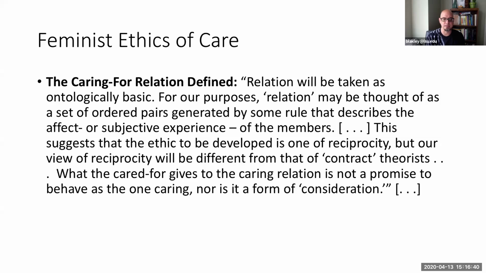This suggests that the ethic to be developed here is one of reciprocity, but our view of reciprocity will be different from the contract theorists. What the cared-for gives the caring relation is not a promise to behave as one is caring, nor a form of consideration. So think about the contract theorists that we looked at with Hobbes, moral contractarianism. We're self-interested, rational agents. We only agree to those norms out of what's in our own self-interest. That's supposed to be what justifies a constraint on my action, is what I agree to, because I see that it's in my rational self-interest not to do certain things because I don't want others to do them to me, right? So that's one kind of reciprocity or reciprocal relationship. But she says that's not the kind that is to be developed here.